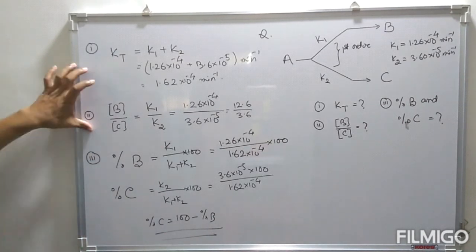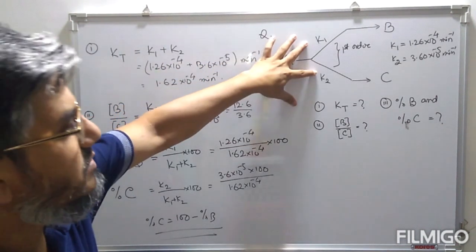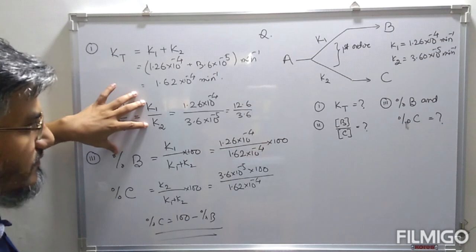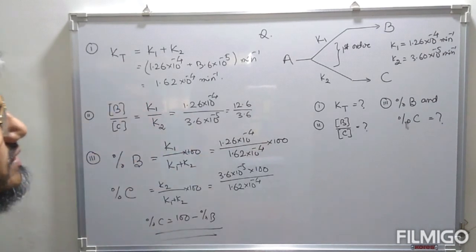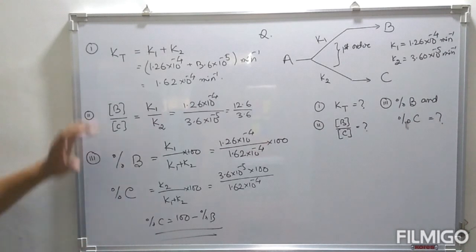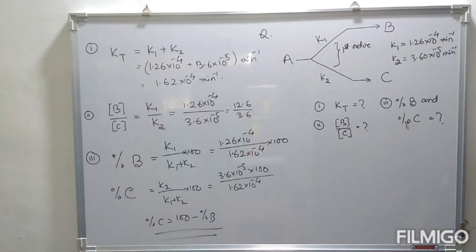So this is how we find the total rate constant, which is nothing but the summation of individual rate constants. The product ratio is equal to the ratio of rate constants, and this is how we define the percentage. This is one model example where we use various equations of parallel reaction. Now let's modify this equation.